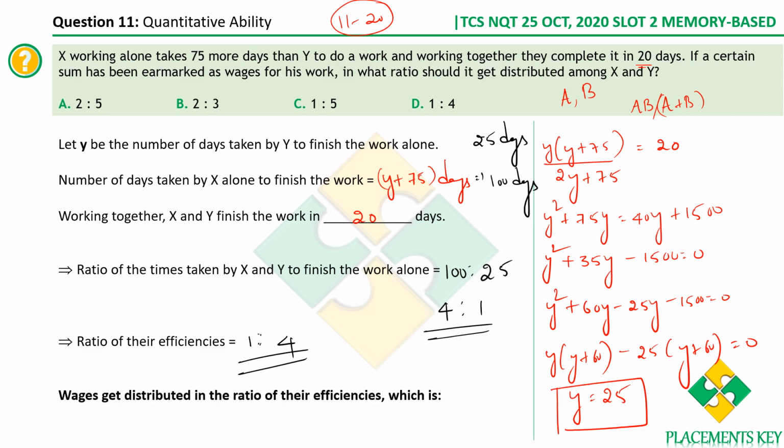Therefore, wages will also get distributed in the ratio of their efficiencies, which is 1:4. Even otherwise, if you think about it logically, X is taking far more time than Y. Therefore, who should be paid more? Definitely Y should be paid more because he's finishing the task earlier. So he should be rewarded better. Therefore, the required ratio is 1:4, which is option D.